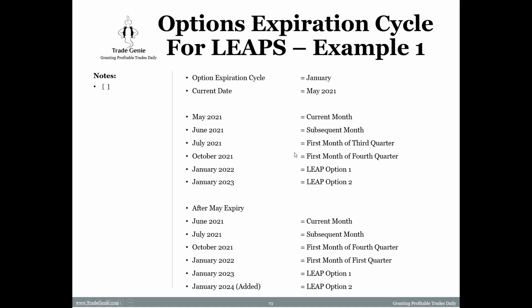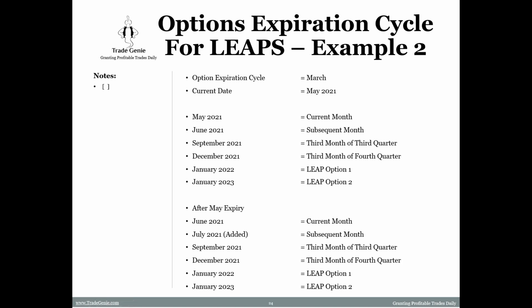January is the first month of the first quarter. January of 2023 is already listed here. So when the month May expires, January 2024 will be added. So this is the formula for LEAPS.